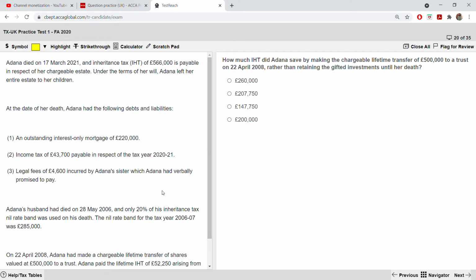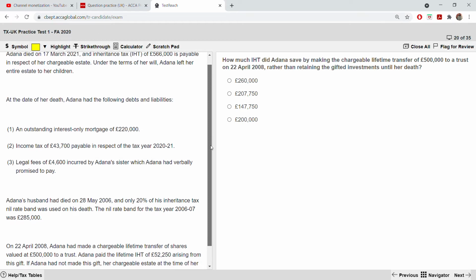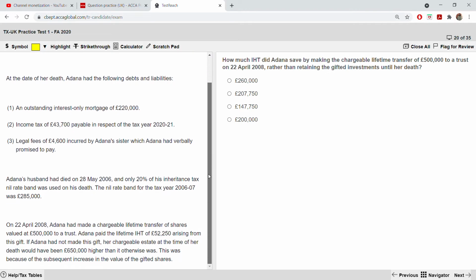If you see here, just read the last paragraph. On 22nd April 2008, Adana made a chargeable lifetime transfer of shares valued this much and paid IHT arising from this gift. If she had not made this gift, the chargeable estate at the time of death would have been 650,000 higher. So they are saying, what if she had retained the gifted investments until her death rather than gifting them?